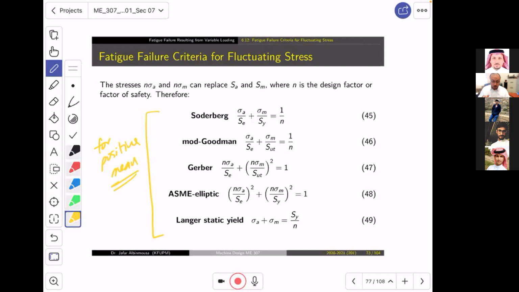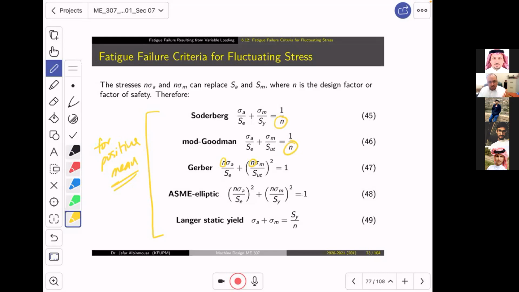We said we should compare SA with SE, the amplitude with the endurance limit. That's what we should do. Now, if we want to write these equations as a design equation, as you see, we will employ the factor of safety, which is 1/n over here. Here the factor of safety is employed right there. Why is that?